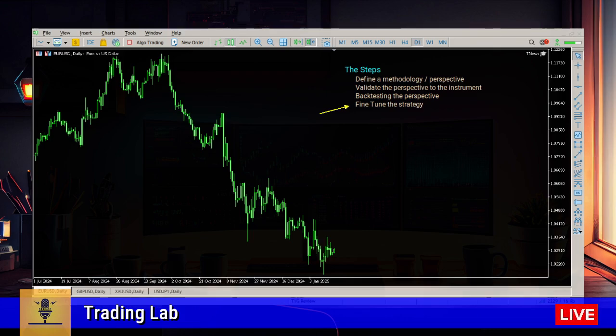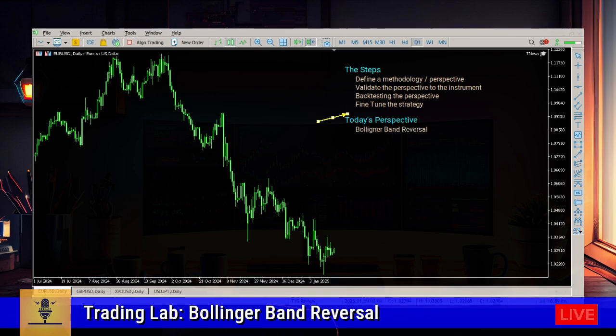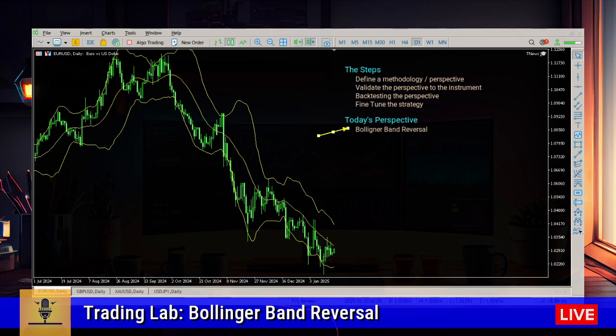So, what is the perspective or methodology we are going to test for now? Today, I will start with Bollinger Band. The perspective is simple. We use Bollinger Band with its default setting to trade reversal. The definition of reversal here is based on Bollinger Band, which is when the price touches the upper and lower band. We will open a long position when price touches the lower band, but price closes above the lower band. We will open a short position when price touches the upper band, then price closes below the upper band. This is our perspective.